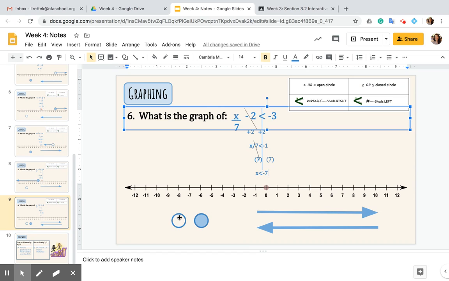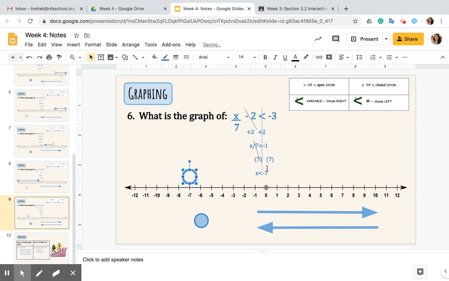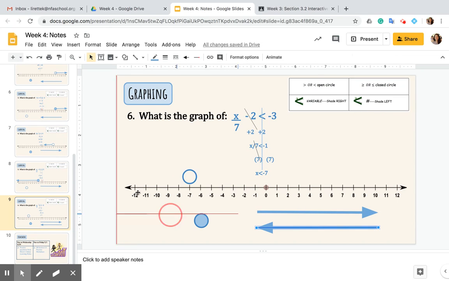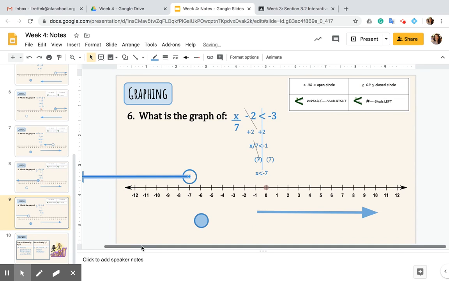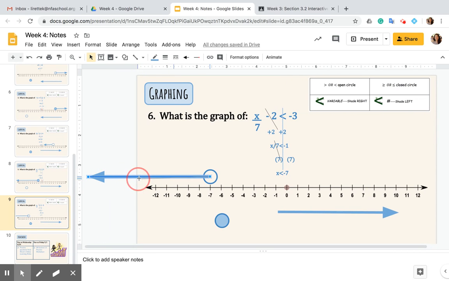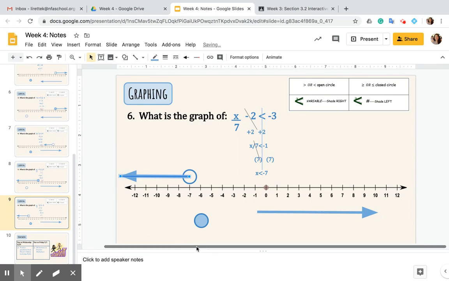No bar under my symbol, so I use an open circle above the number. It's eating the number, if you look at it like a mouth, which means I shade to the left. And I'm going to shrink the size of it so we can see it on the slide. Okay, and that is pretty much it for two-step inequalities.